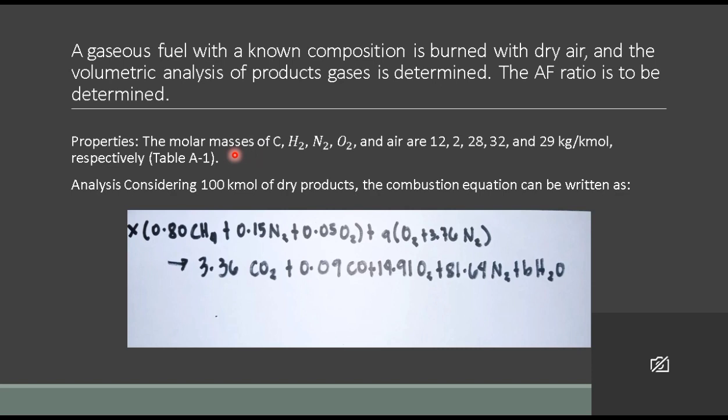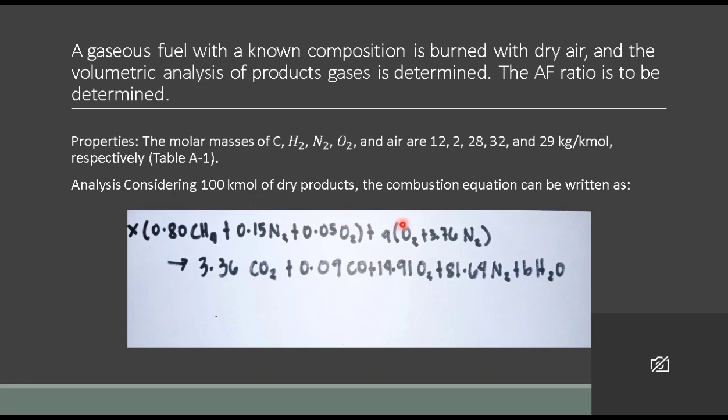So in your property table A4, you can determine the molar masses of carbon, hydrogen, nitrogen, and oxygen. Its molar masses are 12, 2, 28, 32, and 29 kilogram per kilomole. I want you to remember this since we are going to use this later.